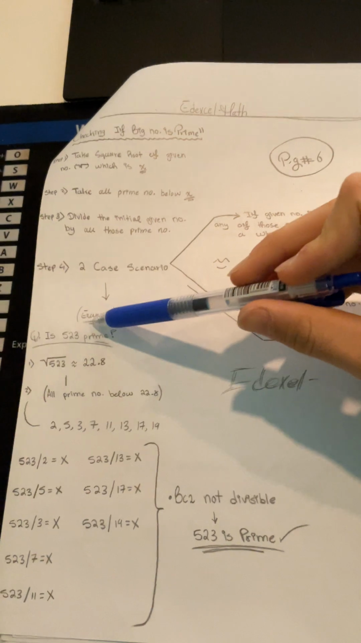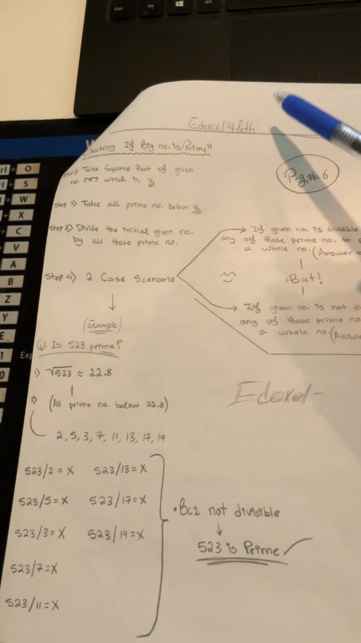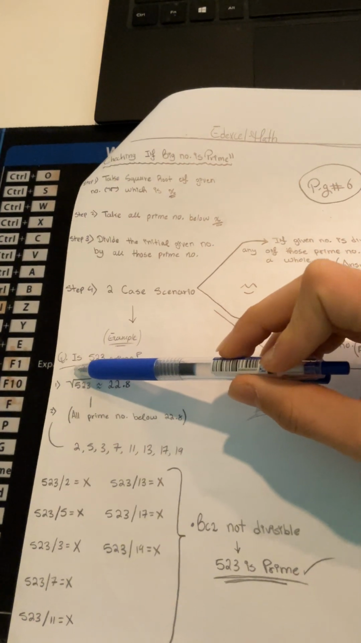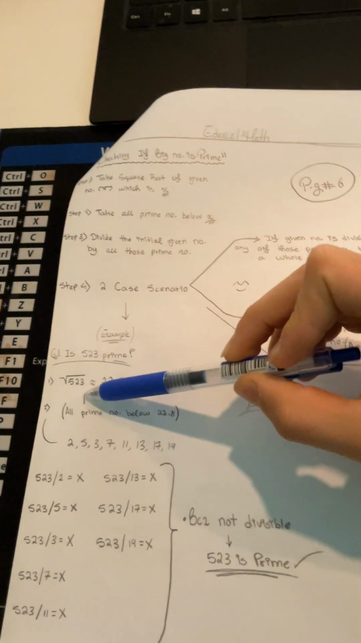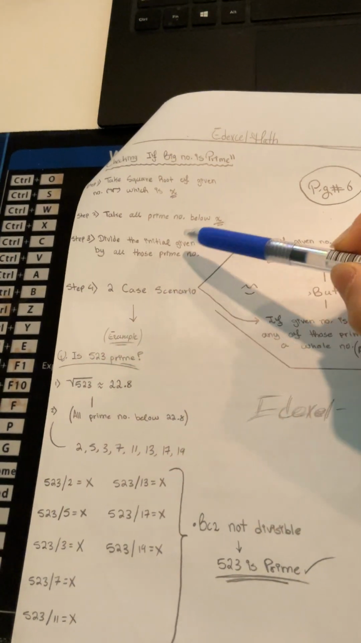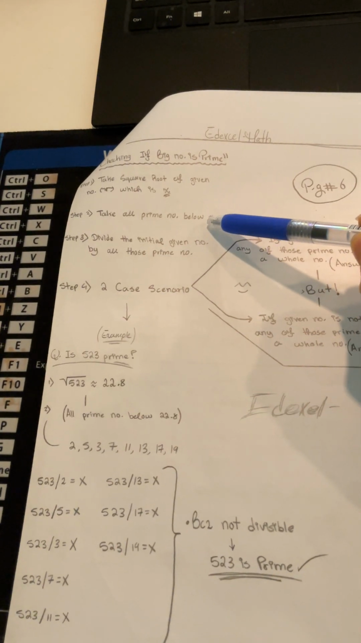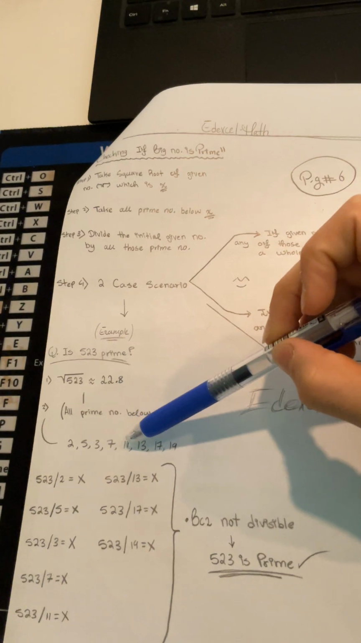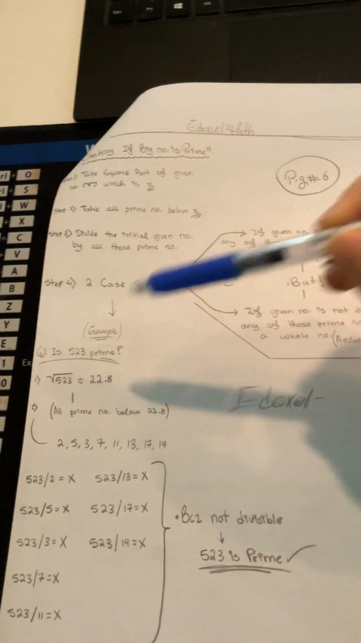Is 523 a prime number? The first step, take the square root of the given number. The square root of 523 is approximately 22.8. Now I will take all the prime numbers below 22.8: 2, 3, 5, 7, 11, 13, 17, and 19.